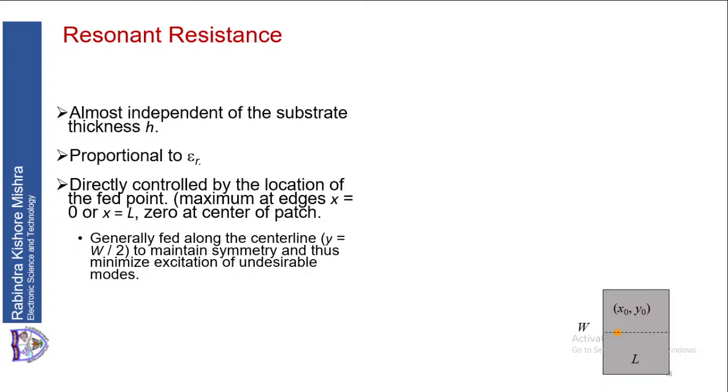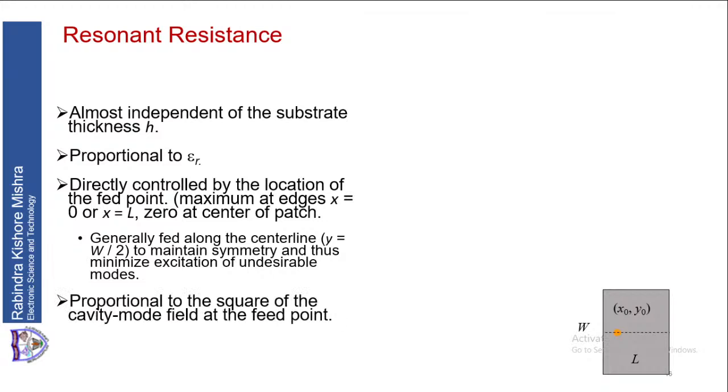Generally what we do is we feed the microstrip antenna along the center line. So when y is equal to W by 2, that maintains the symmetry and minimizes excitation of undesired modes. So the TM10 mode only is excited. This is proportional to the square of the cavity field. So Rin, the resonant resistance, is proportional to Ez square, and Ez is dependent on x0, y0. x0 and y0 give you the feed point.